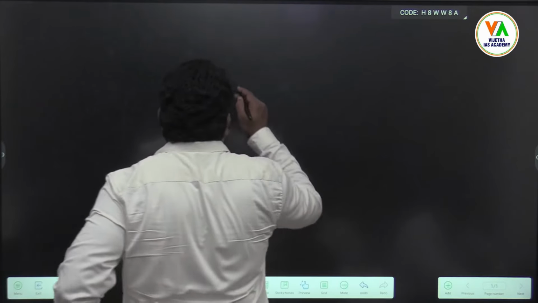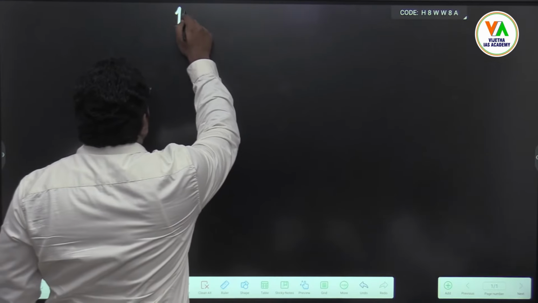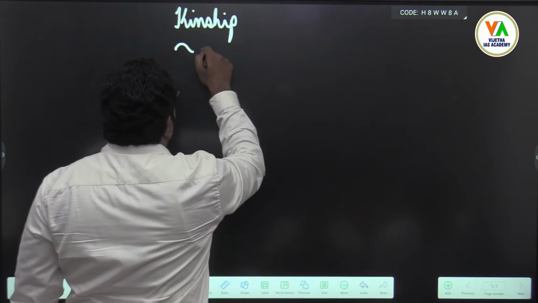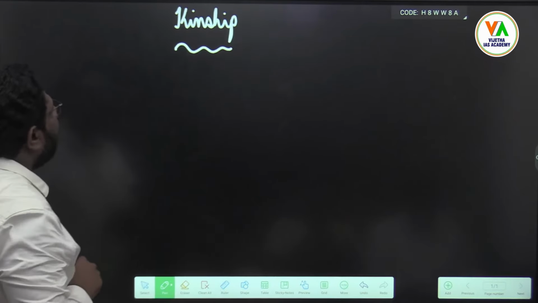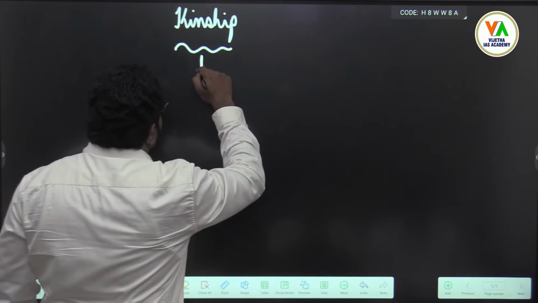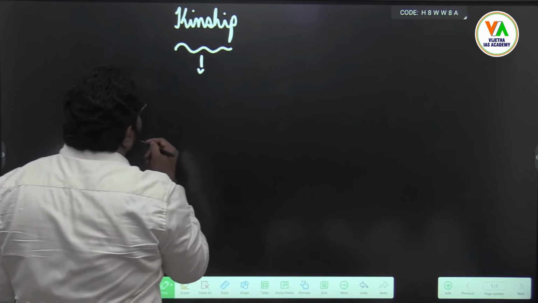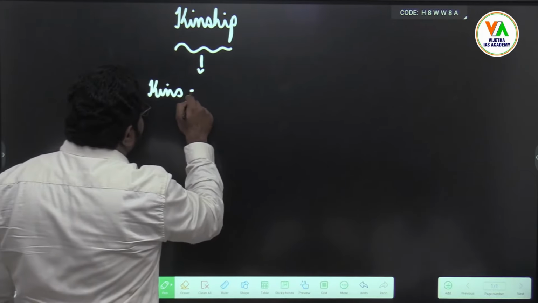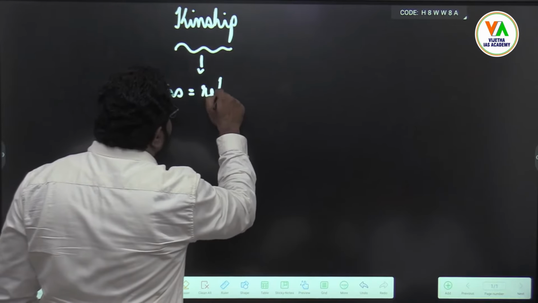Next one, kinship. Our kinship system deals with relatives, because kin stands for relatives.